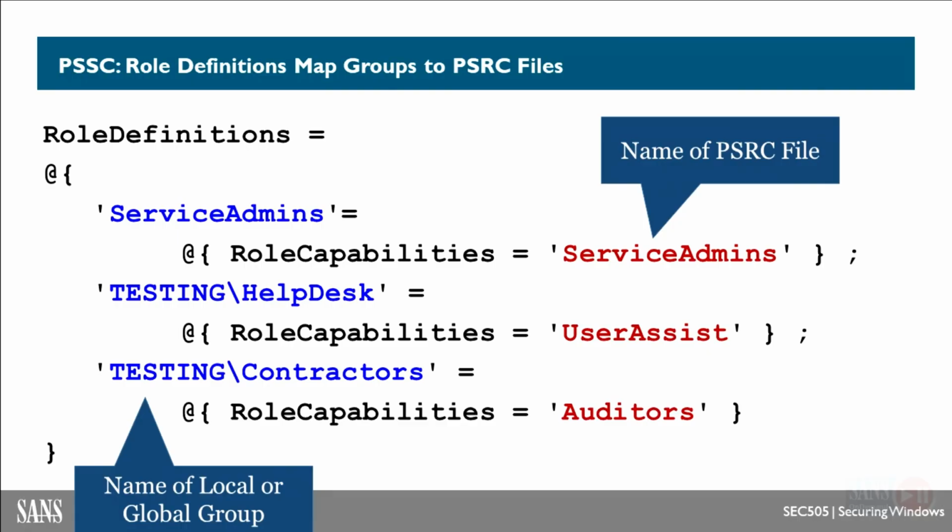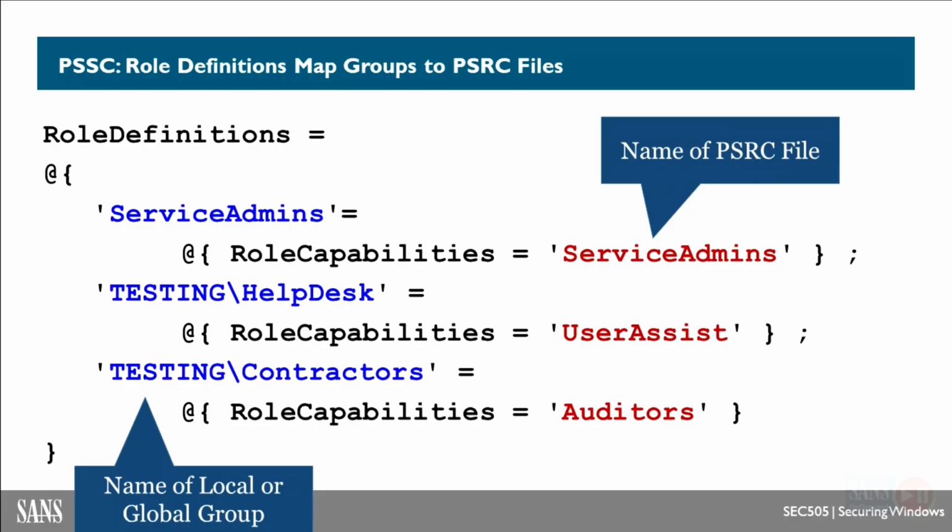So having the contractors group here on the list does 2 things. First, I'm permitted to remote in and use this sandbox at all because I'm a member of one of these groups, in this case the contractors group. But then second, associated with the contractors group is a file named auditors.psrc, and that's the text file that has the list of the commands I can run. That's that first file that we looked at.